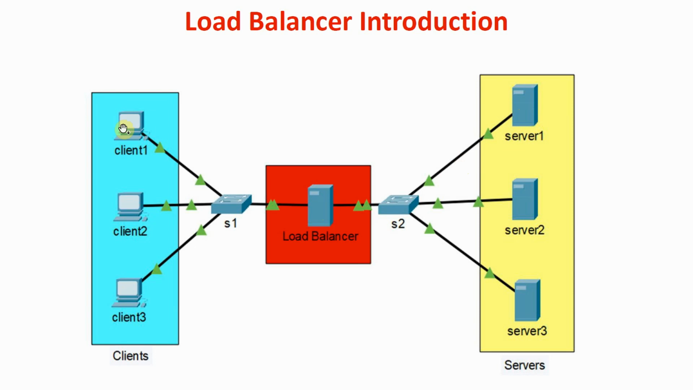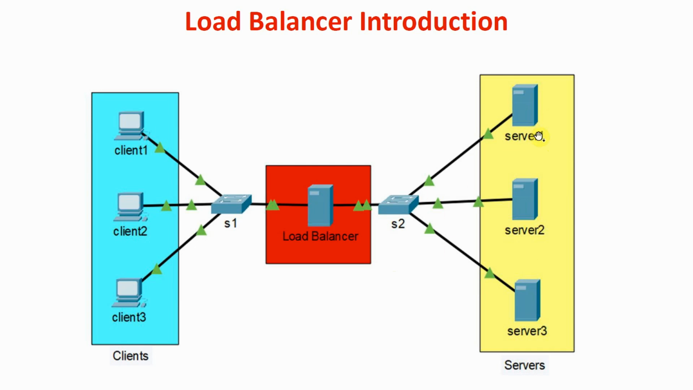Now what will happen? Suppose 5000 requests are there. So what is it going to do? It is going to distribute the requests across server 1, server 2, server 3. So the purpose of a load balancer is to balance the traffic. That means if the number of connections goes on increasing, we are going to attach other servers.